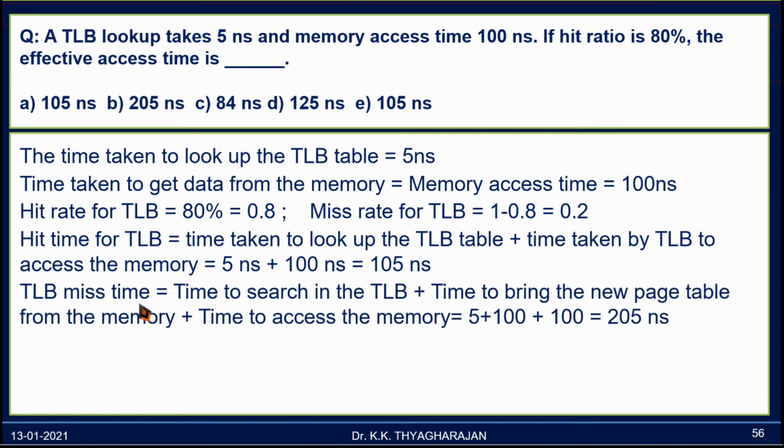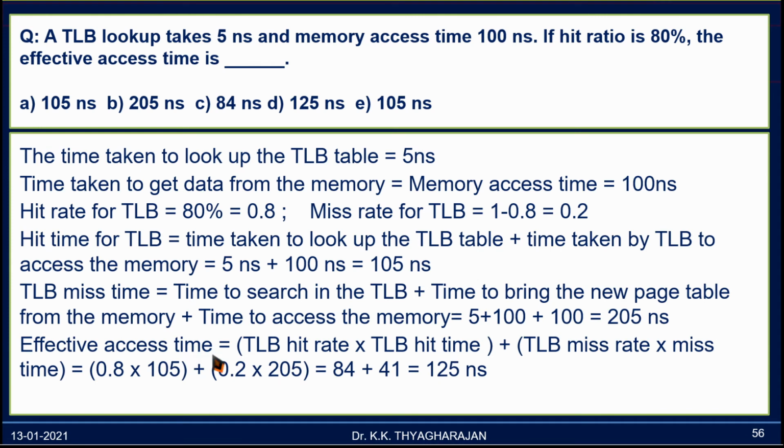Then TLB miss time is equal to time to search in the TLB plus time to bring the new page table from the memory plus time to access the memory. Time to search in the TLB is 5 nanoseconds. Then time to bring the new page table from the memory is also 100 nanoseconds because the memory access time is 100 nanoseconds. Then to access the memory to bring the data is also 100 nanoseconds. So you have to add all these things. You will get 205 nanoseconds.